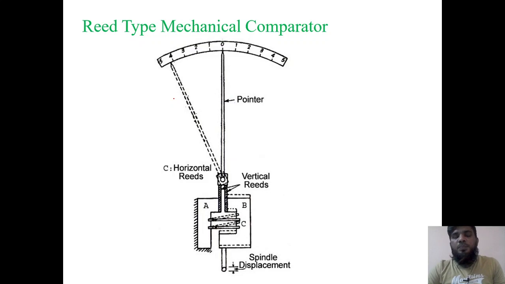Here what is happening? When it is being moved, the spindle is trying to move this whole block. Because of this motion, this, which is fixed to this block, is trying to move along with it. When it gets deviated, it is connected to the horizontal reed, that is, this vertical reed or the pointer. So this vertical position is converted to horizontal position, and because of this the pointer gets deviated. That is nothing but linear motion being converted to rotary motion here.